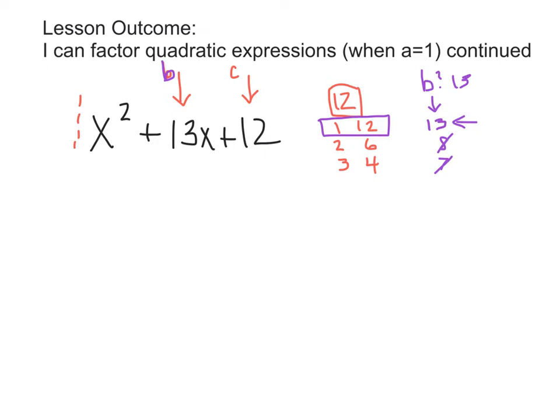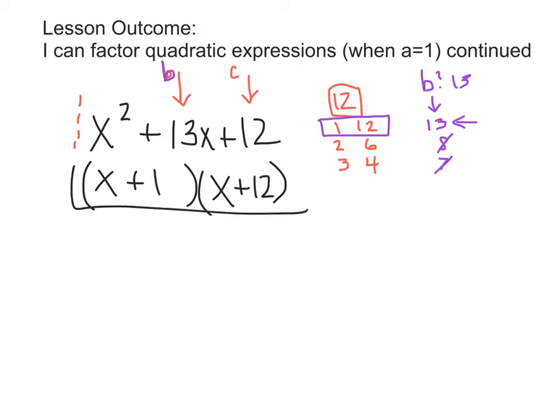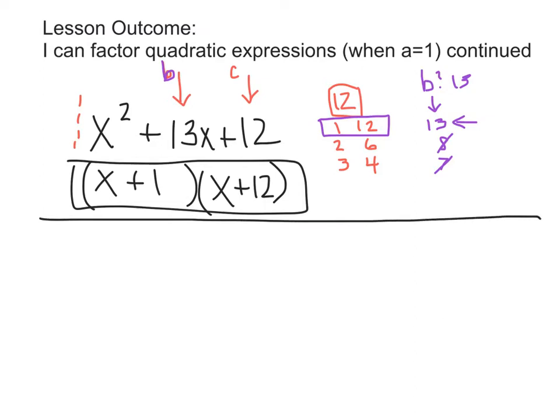And we write our answer by putting down 2 sets of parentheses, because we're going to have 2 binomials multiplied together to give us this trinomial. So x times x gives us that leading 1x squared. And then we need to know what times what will help us get this 12, that again, when they add up, give us the 13. And we know that that's the plus 1 and the plus 12. Again, we have factored this quadratic. Let's try one more before we look at the new piece of this.